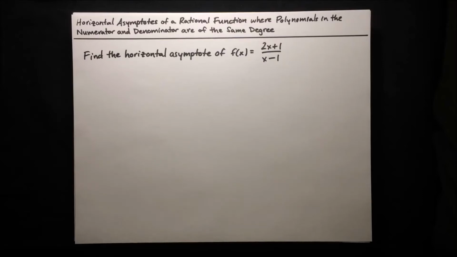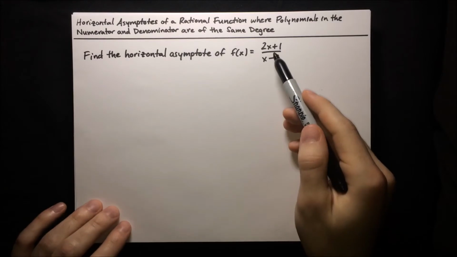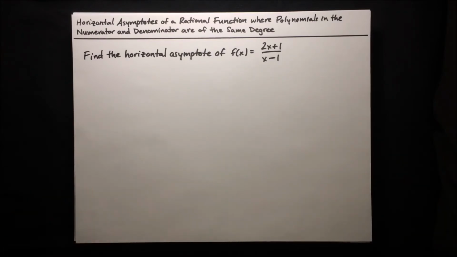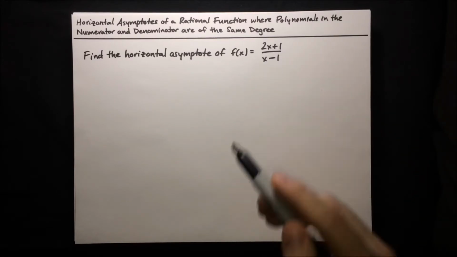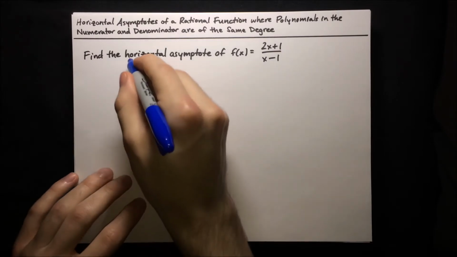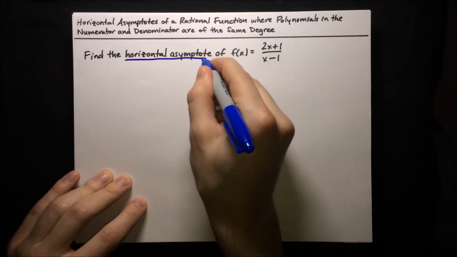In this video, I'm going to show you how to find the horizontal asymptotes of a rational function, like this one, where the polynomials in the numerator and denominator are of the same degree. The procedures we cover in this video will also help us figure out the horizontal asymptotes when the numerator and denominator aren't of the same degree. But to keep things simple as we learn the process, we're just going to consider the numerator and denominator having the same degree. So, to find the horizontal asymptote, we need to ask ourselves a question about the function.